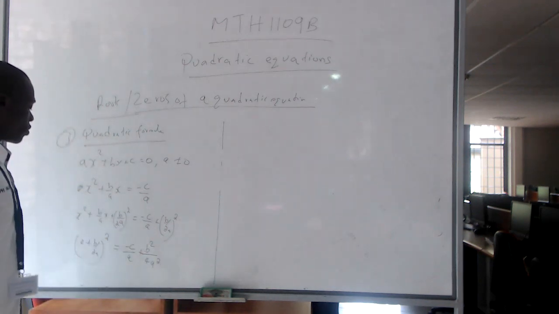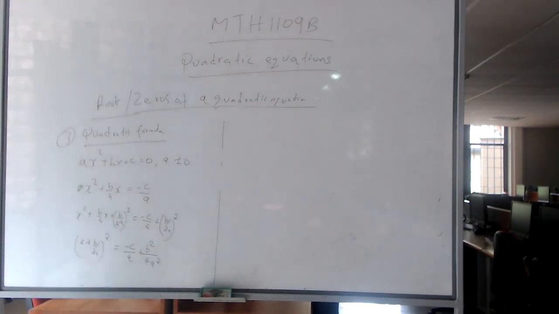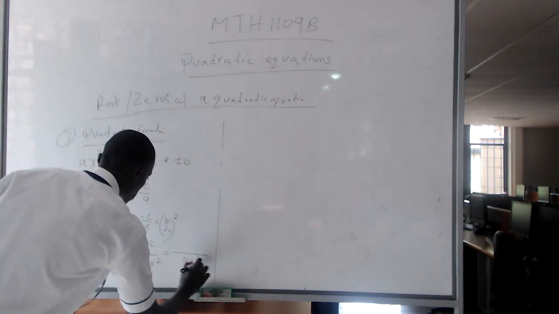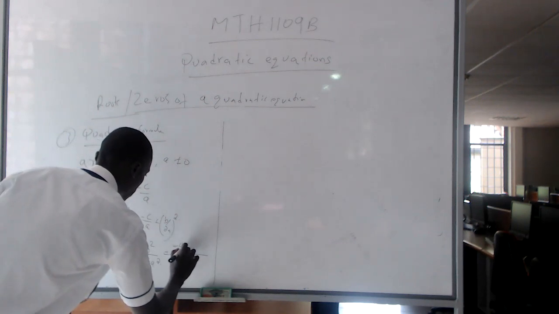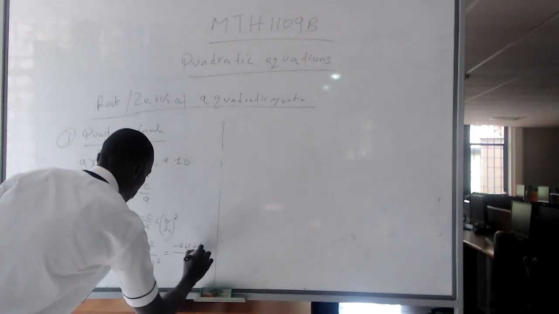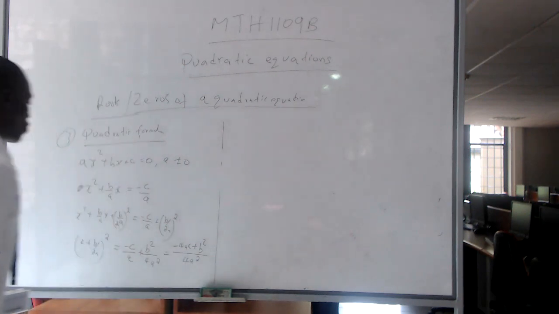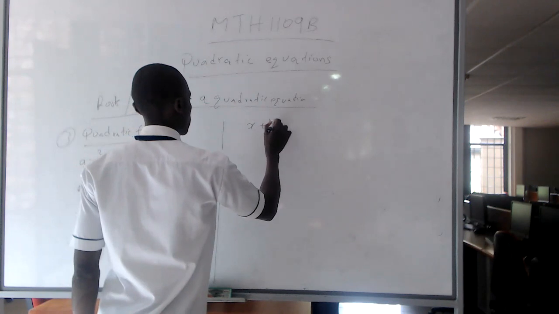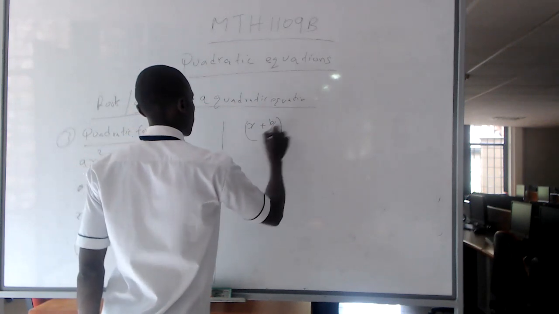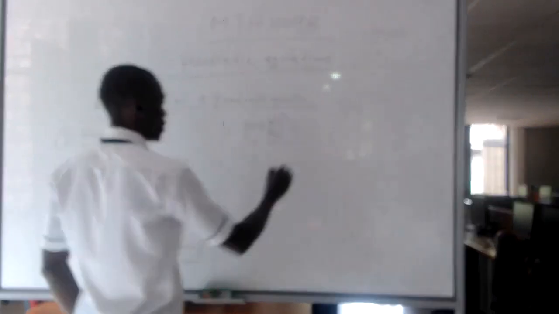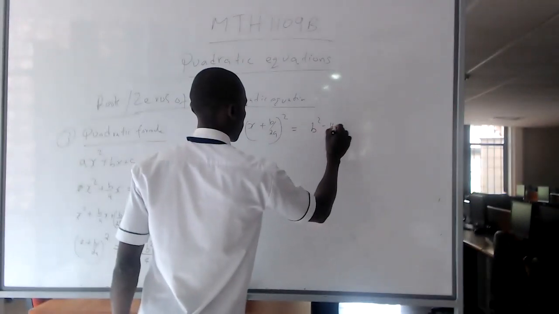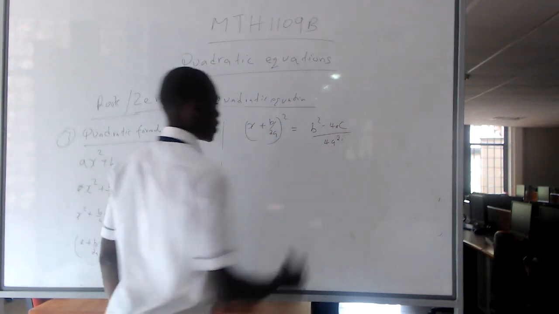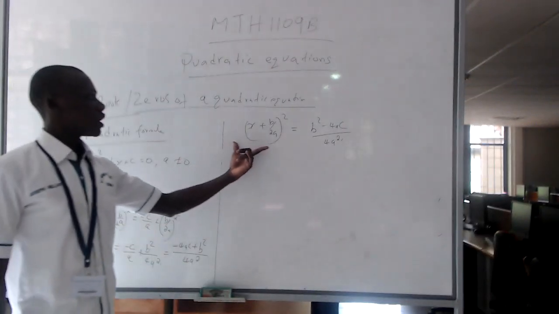So b over 2a squared is b squared plus 4a squared. I can combine this. The LCM is 4a squared. So a into 4a, that's 4ac plus b squared, because 4a squared goes into 4a squared once. So we're having x plus b divided by 2a squared gives you b squared minus 4ac divided by 4a squared. We have a perfect square on the left hand side.